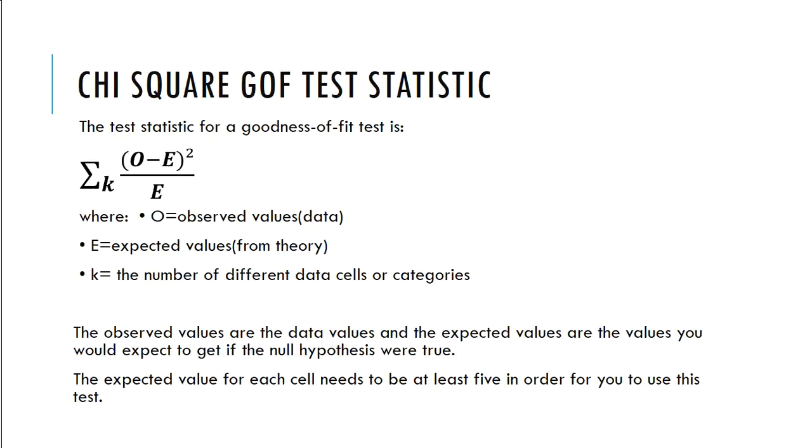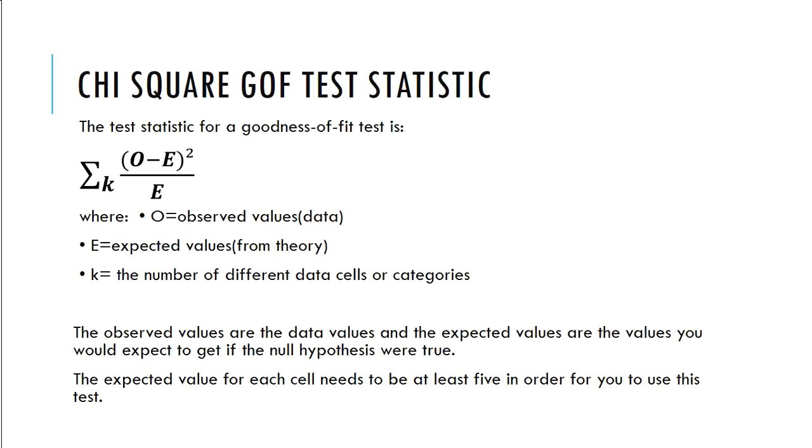So the observed values are the actual data values, and the expected values are the values you would expect to get if the null hypothesis were true. The expected value for each cell needs to be at least 5 in order to use this test. And that is really important in the real world. If you don't have 5 in each category, your results are skewed. And when I was in grad school, I had to worry about this all the time.